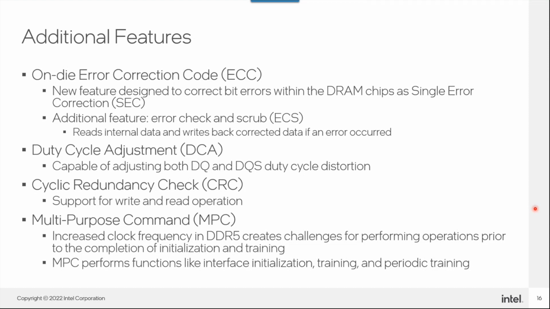And for the cyclic redundancy check, or CRC, this is not a new feature. It was previously in DDR4, but it did not support write operations. So for DDR5 CRC, we are now supporting both the write and read operations. And basically what CRC is used for is to detect errors in the digital data.